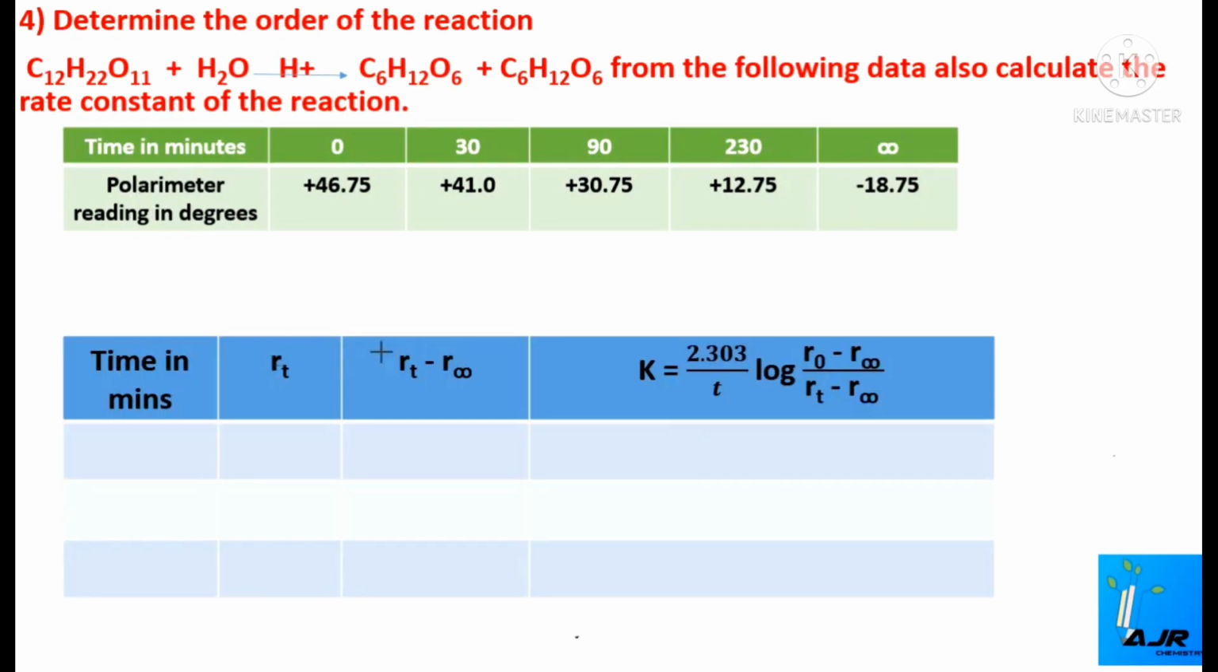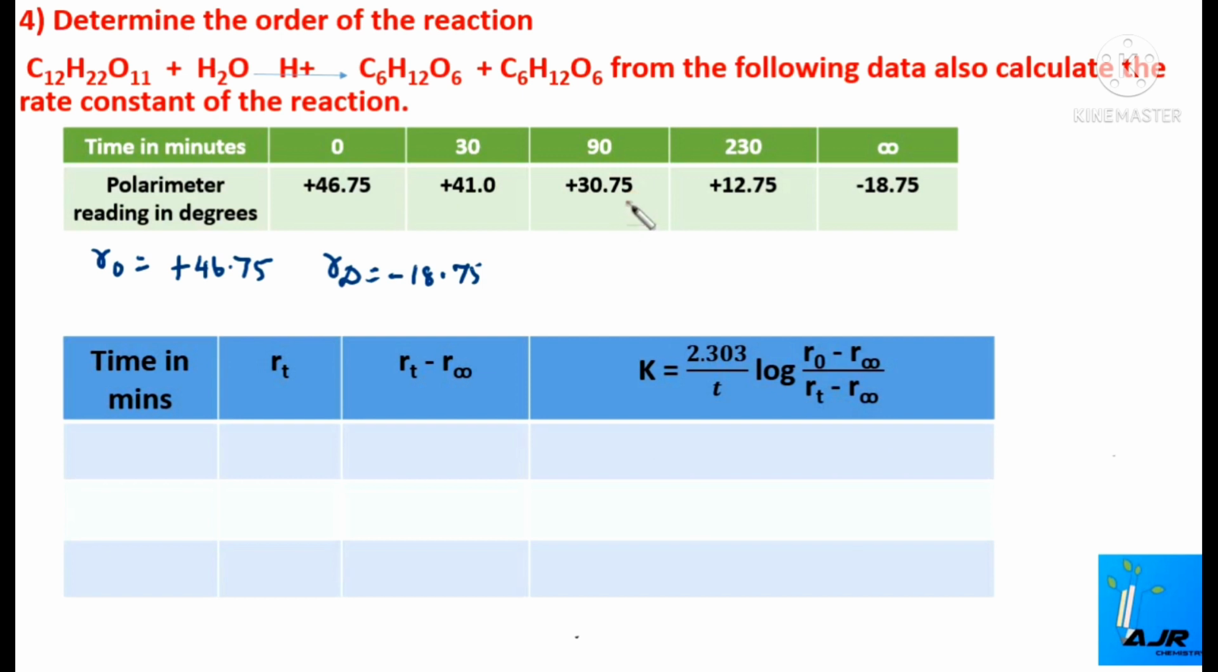So let me write the first one. What is the formula I'm going to write? See, I have given the formula here: k equals 2.303 by t log of R0 minus R infinity divided by Rt minus R infinity. So now I am going to write what is R0. What is R0? It is plus 46.75. Is it not? What is R infinity? See, R infinity is minus 18.75. Is it not?